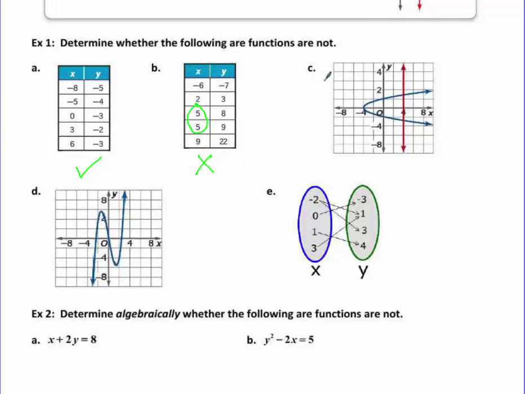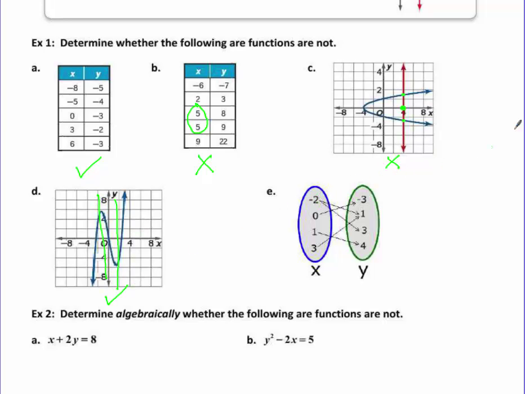We look at C, draw a vertical line through. We have the same input 4 producing 2 different outputs, one up here and one up here. So this x value of 4 has 2 different y values, so that's not a function. Move over to our squiggly line. Vertical line test. Everywhere we draw it, we're good. So that is a function.